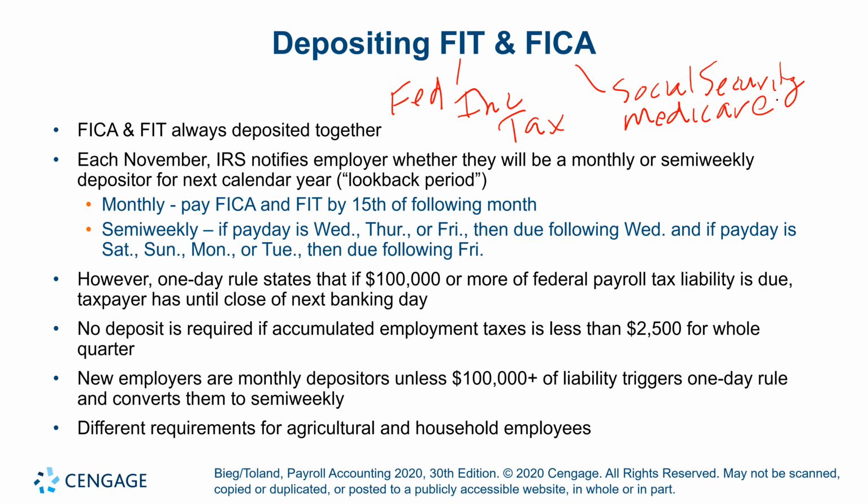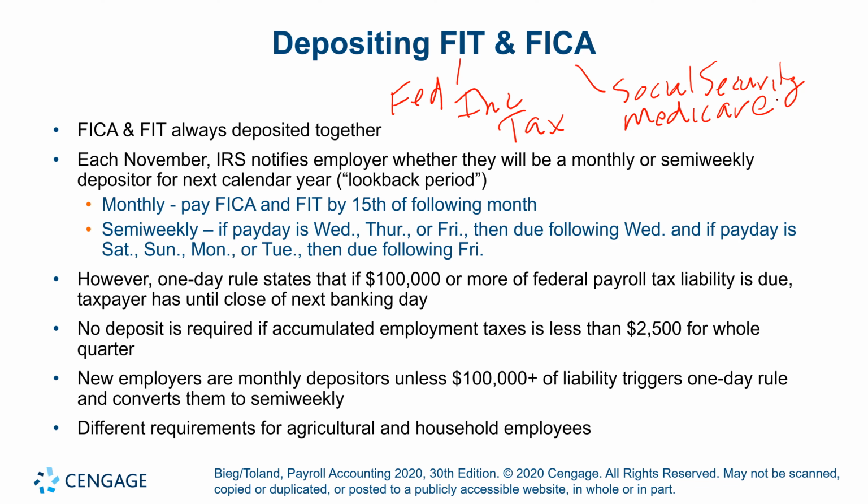So it's a function of how much is owed between the federal income tax withheld and the Social Security and Medicare taxes withheld. And just like it shows here, monthly, if we have to pay monthly, we would pay FICA and the federal income tax by the 15th of the following month. Semi-weekly, if payday is Wednesday, Thursday, or Friday, then it's due the following Wednesday. If payday is Saturday, Sunday, Monday, or Tuesday, then it's due the following Friday.